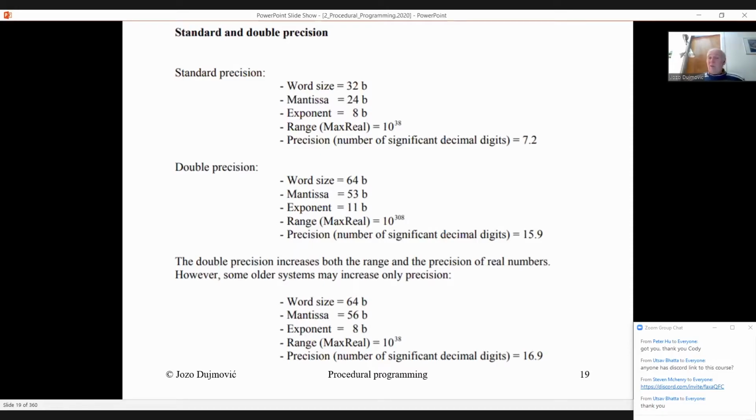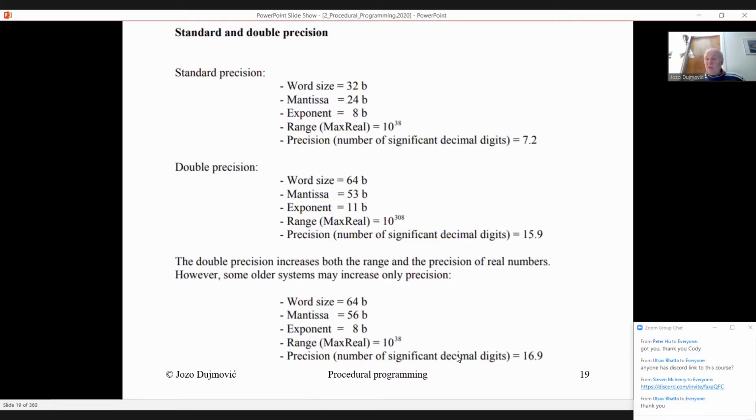We have also to mention that there are older compilers and older formats that you might still encounter that take these 64 bits and say, we are going to use only 8 bits of exponent, but we'll have, because of that, 56 bits of Mantissa. So exponent only 8 bits. So same as in the case of standard precision, the maximum real will be 10 to 38, but you have now more bits in Mantissa, and precision will be 16.8, let us say 17 significant decimal digits.